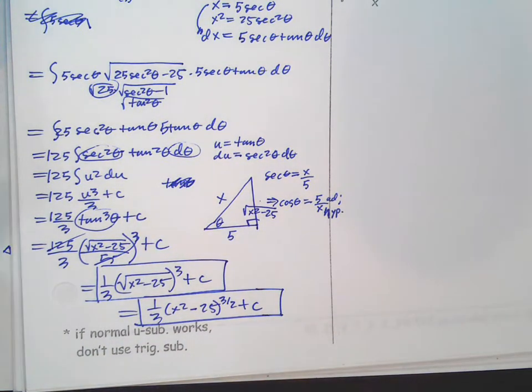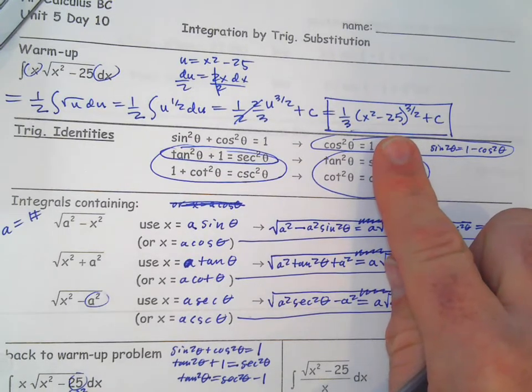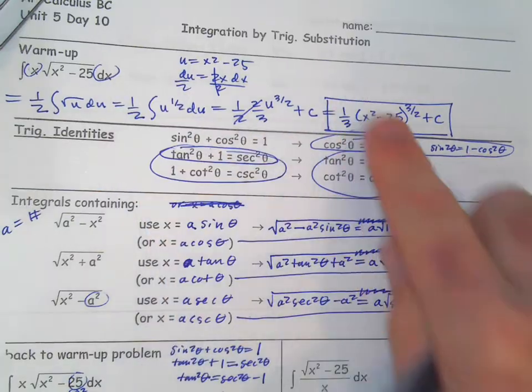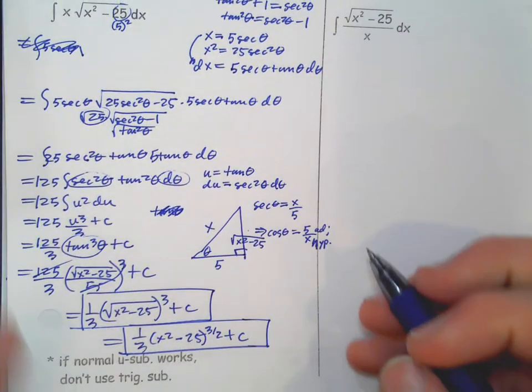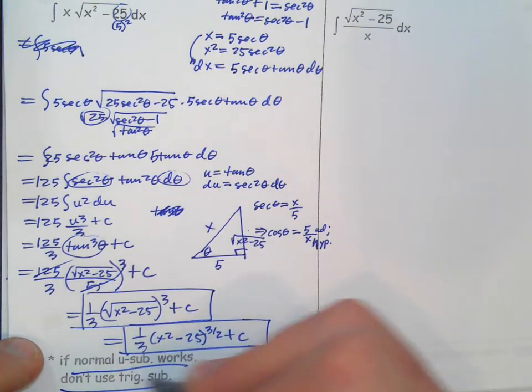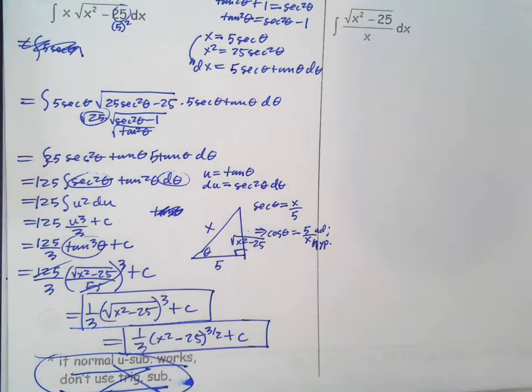Anyways, let's compare that to the answer we got on the warm-up. Hey, we got the same thing. What do you think? Should we do it this way or should we do it this way? Well, if normal U sub works, don't use trig substitution, okay? That was just to show you that we could do it this other way and that it gave us the right answer. The problem is that there are going to be other problems that we can't do regular U substitution on, and we're going to need this approach, okay?